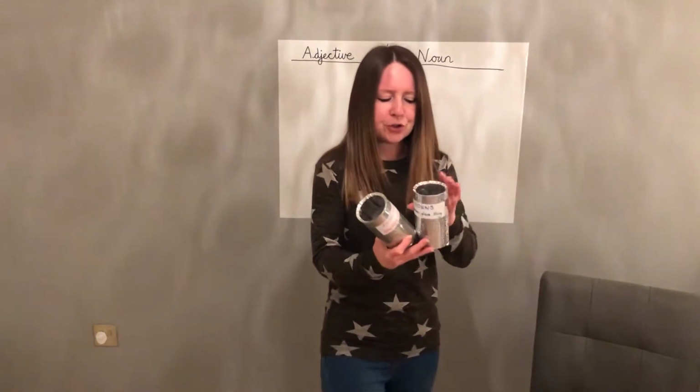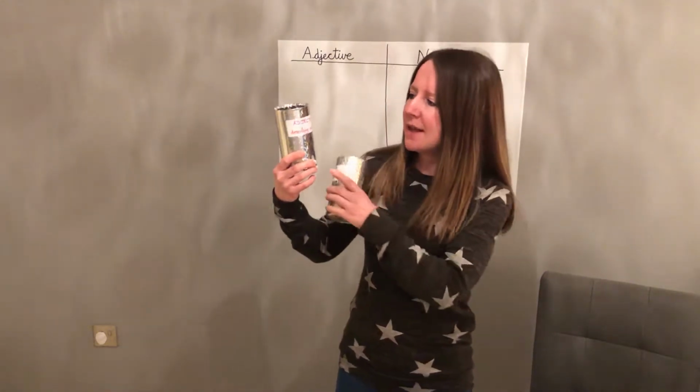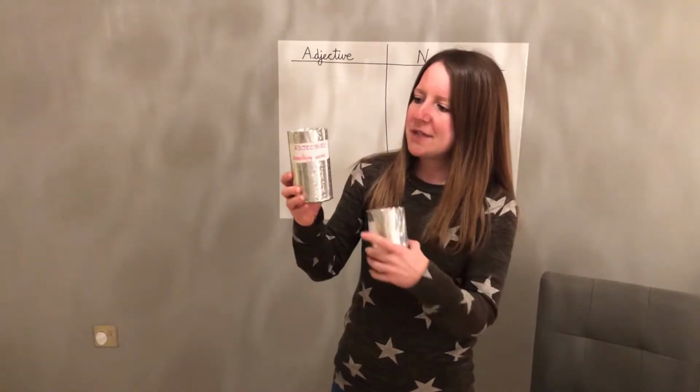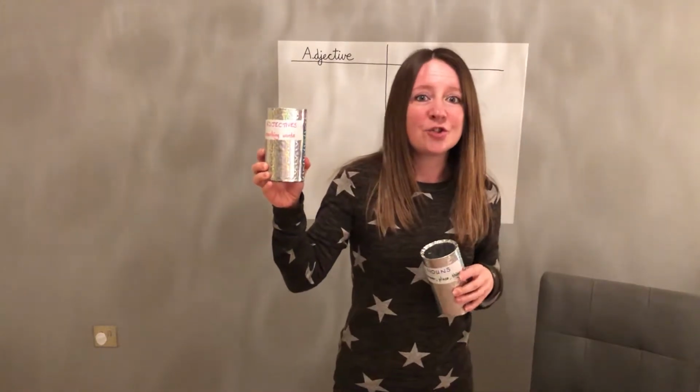I've got two pots here. One of them is labelled adjectives. Can you tell me first what an adjective is? Think very carefully, what type of word is an adjective? Hopefully you said, if you can see that, it says describing words, so they describe things.